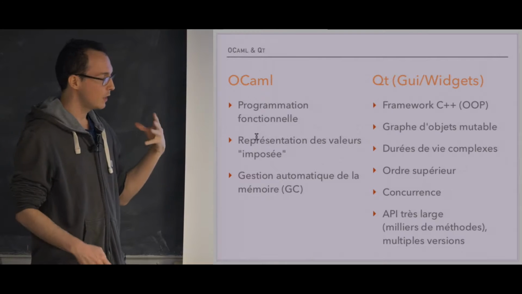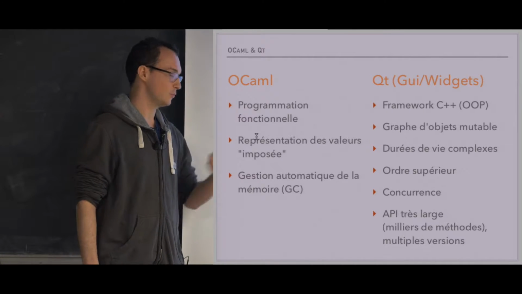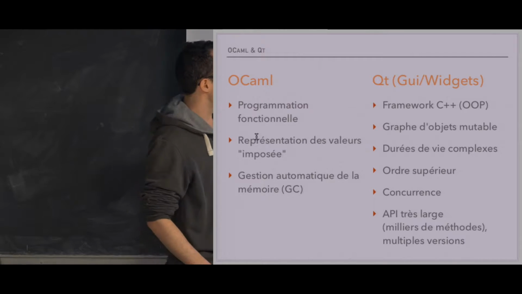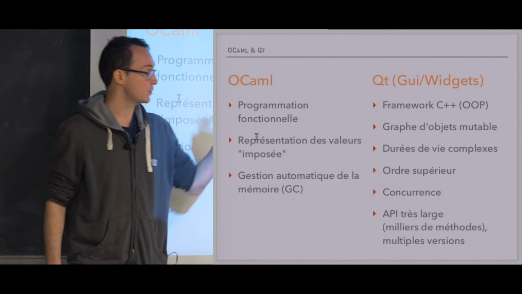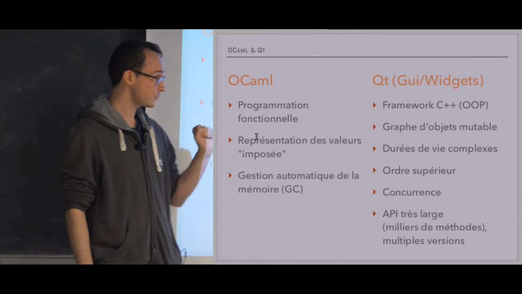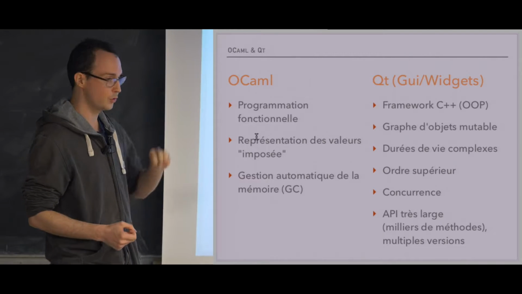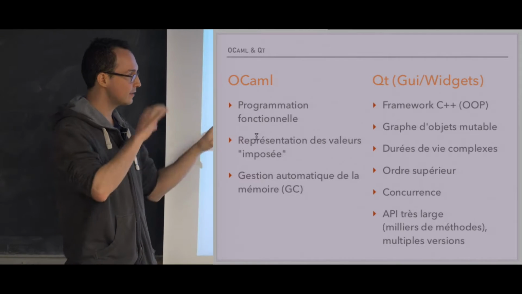It means that as a programmer, you are not used to thinking about when a value is allocated and when a value is released. On the other hand, Qt is a C++ framework written in a heavily object-oriented style. In Qt, you manipulate a graph of mutable objects. So you create nodes, and you connect them.